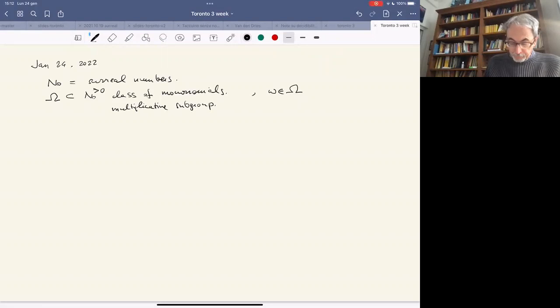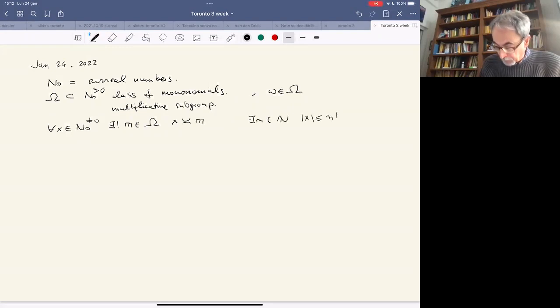And we know that for every non-zero surreal number X, there exists a unique monomial M such that X is comparable to M, which means that X is bounded in absolute value by an integer multiple of M, and conversely. Actually, I don't need to put absolute value here because it's positive.